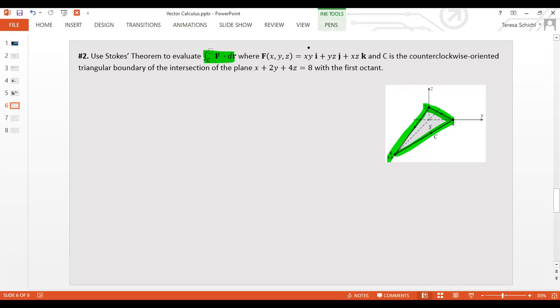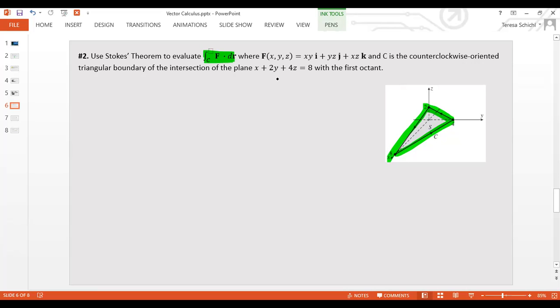Here you have a few different ways you can do it. The first one is to just do the line integrals. But you have 3 lines, this one, this one, this one, so for each one you need to do a parameterization. That will probably end up being a pretty tedious job.